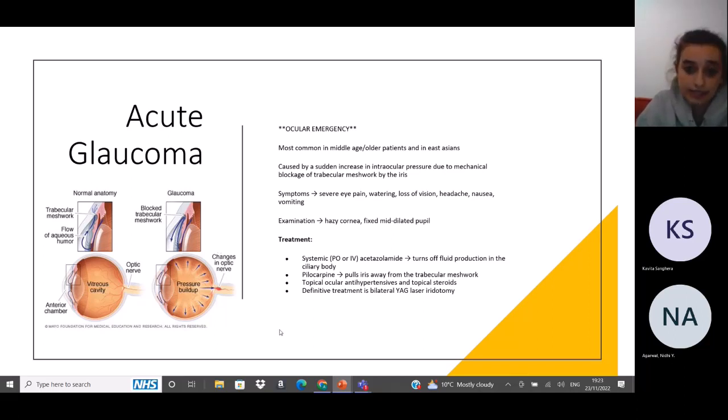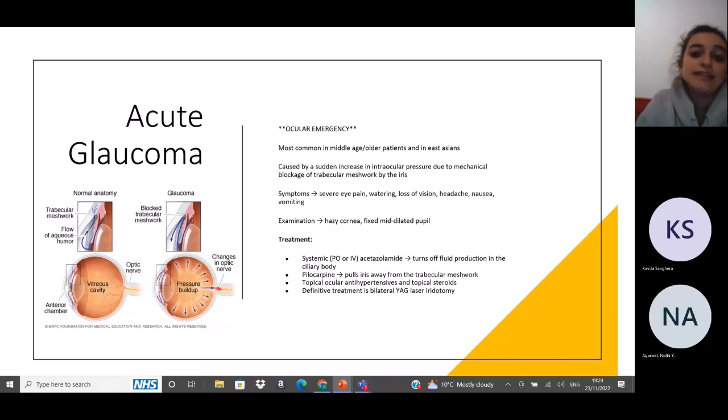In terms of treatment, you're going to want to give them acetazolamide, and that turns off fluid production in the ciliary body, so helps reduce the pressure that way. You can also give pilocarpine, and that helps to pull the iris away from the trabecular meshwork. I don't know exactly how it does that, but I wouldn't worry about it, but that's how it works in theory.